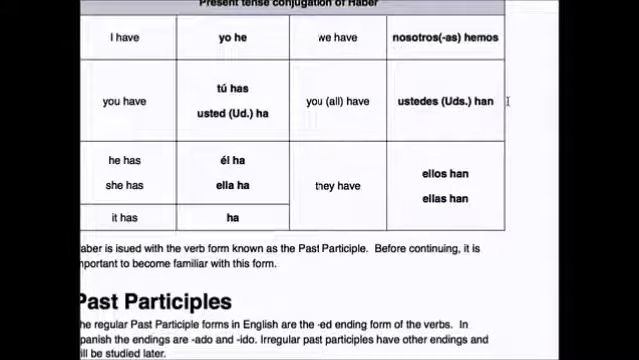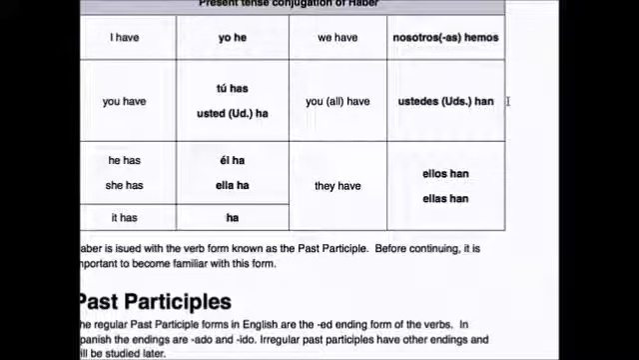Nobody is going to speak? Nadie va a hablar. Hablar. Nadie va a hablar, which is different than nobody is speaking. Nobody is speaking. Nadie está hablando. Right? Nobody is speaking. Nadie está hablando. Nobody is going to speak. Nadie va a hablar.